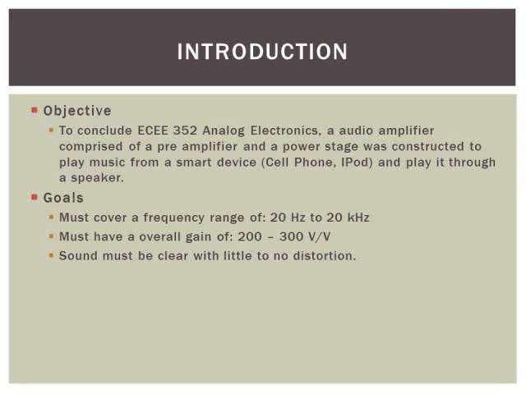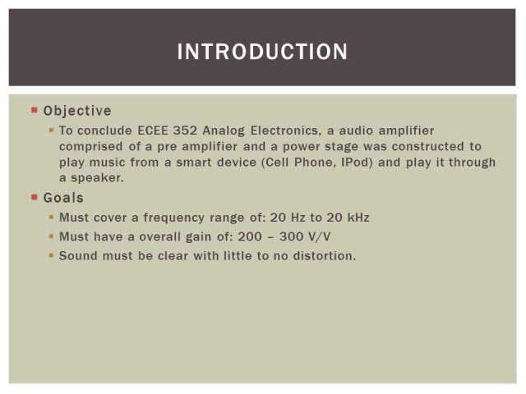To finish ECEE352 analog electronics, and for us to understand the use of JFET, BJT, and amplifiers in general, a project to build an audio amplifier was done. It is made up of two major parts, a preamplifier and a power stage.